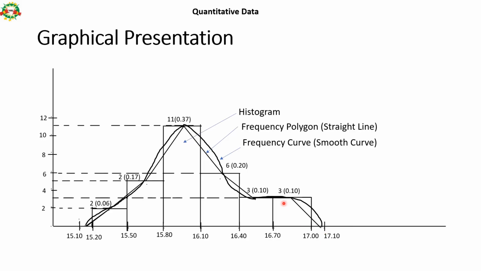Please remember, sometimes the examiner may show you this graph and ask which one is the frequency curve, which one is the frequency polygon, which one is the histogram. So it is a very easy question to score in the exam. And if you connect these points with the help of a smooth curve like this one, which goes up, down, straight, then up, instead of straight lines, it is called a frequency curve.